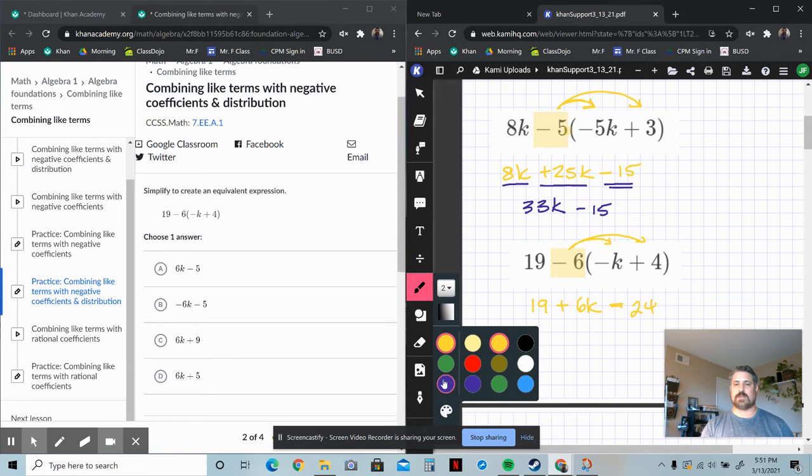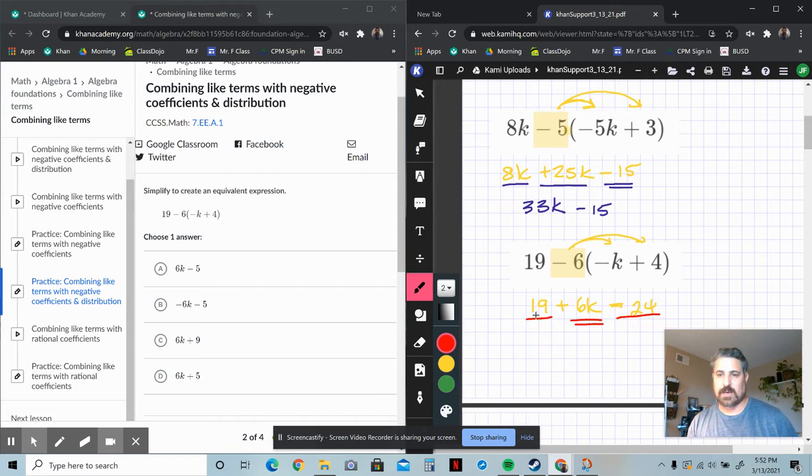You're going to combine your like terms. Like terms are things that have the same variable to the same degree. Constants can be combined with constants, and k's can be combined with k's, but they can't be combined together. So you get 19 plus -24, which is the same as -5, my bad.